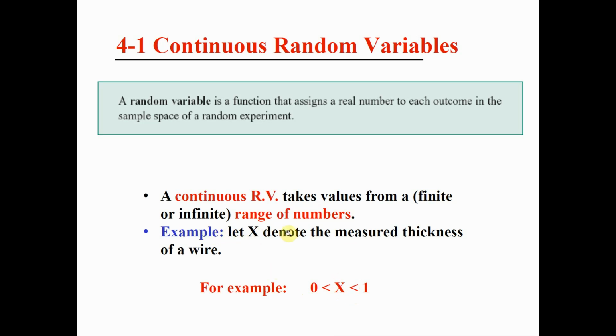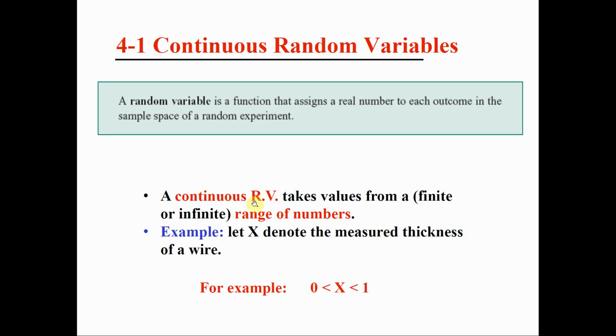Another example, let x denote the measured thickness of a wire. So you are measuring a wire. I give you a thin wire and a measuring tool, and I ask you what is the thickness of this wire, how thick is this wire. Then the answer that you can give me could be a random number that could be any positive value, so anything greater than 0, let's say. So in that case, x is a continuous random variable that takes values in the range greater than or equal to 0. So all values greater than or equal to 0.